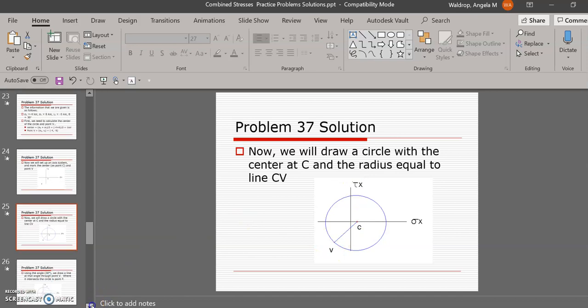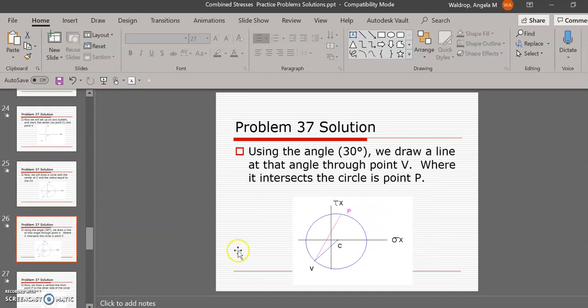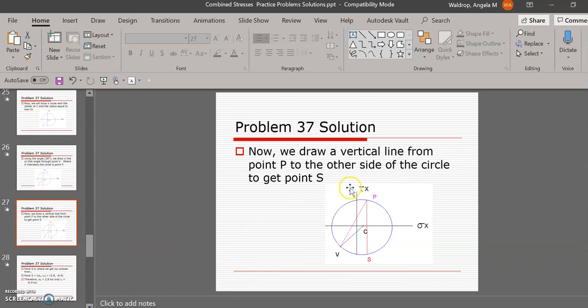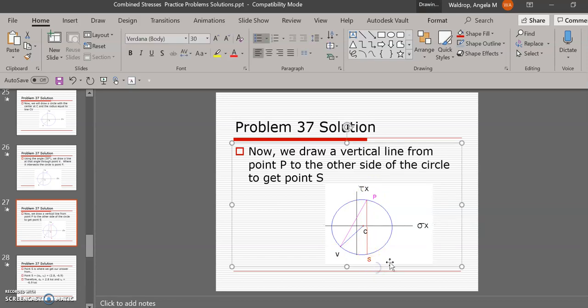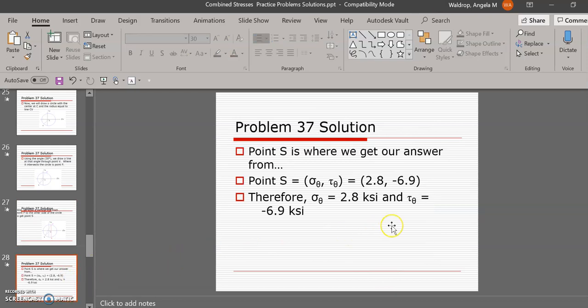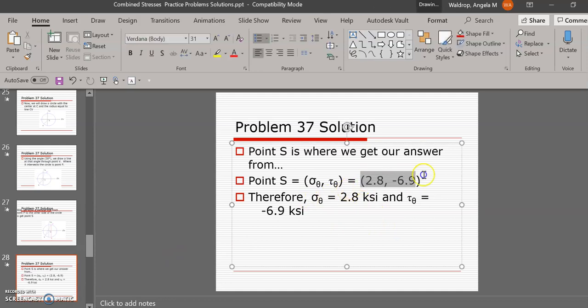Now, continuing on with Mohr's circle, we're going to use that angle of 30 degrees that we were given and draw from point V, because that's the point we need to start with, up to something called point P. Then we're going to cross down from point P all the way to the other side of the circle. We're kind of making an upside down V here, and that's point S. Point S is basically where we want to take our other values from. Okay, so this would be the answer to the problem.